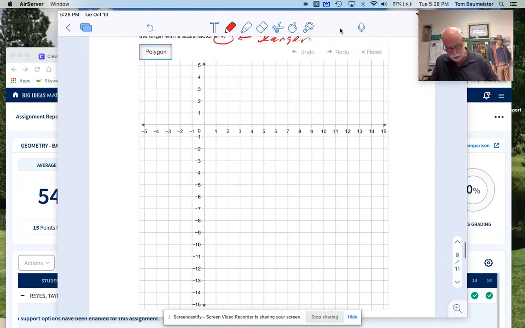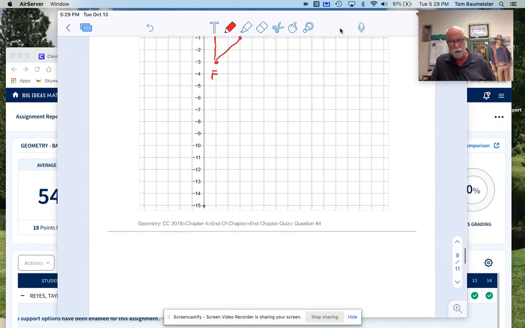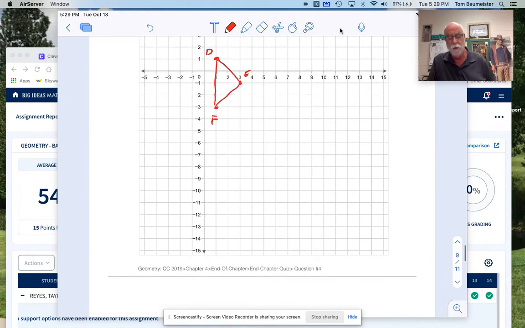So D is at (1, 1). E is at (3, -1), so 3 and -1. And F is at (1, -3). So there's D, E, and F. Again, you're going to have to connect them. And again, if you're not sure, ladies and gentlemen, just do what it asked you to do.